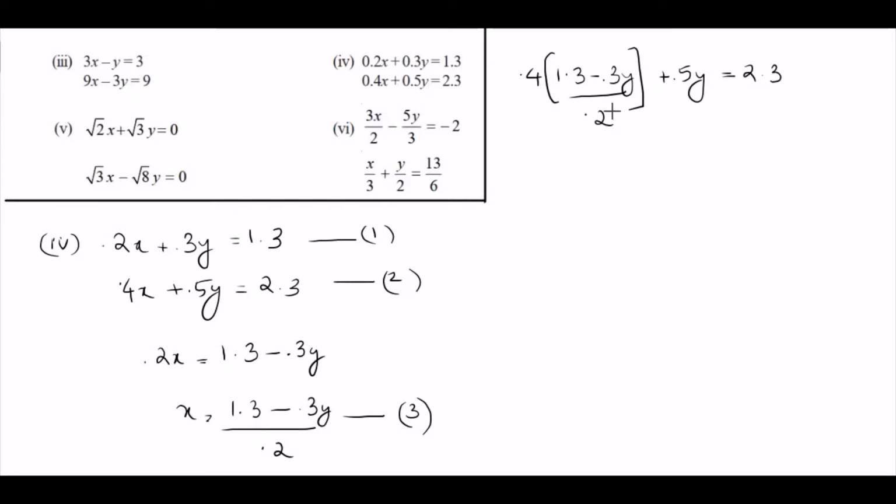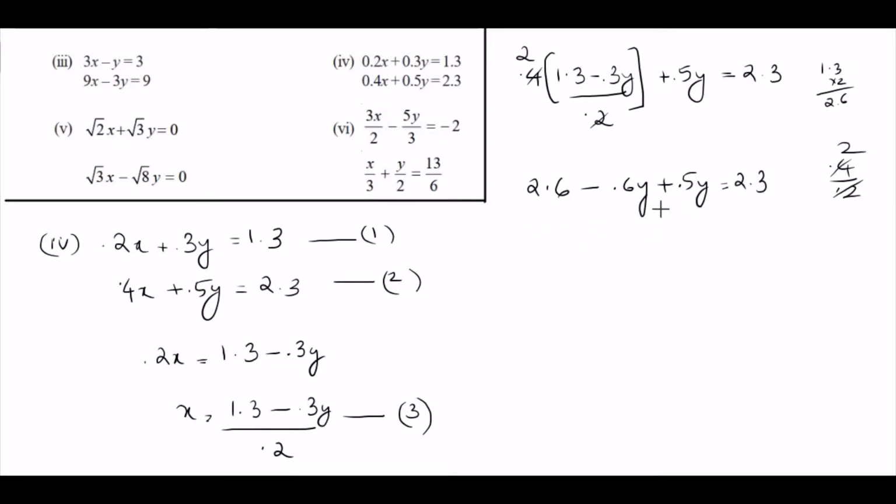So here 0.4 by 0.2 is 2. That is, when you multiply both of these by 10, you get 4 by 2, that is 2. So here you can write 2. So you get 2 into 1.3. 1.3 into 2 is 2.6. So 2.6 minus 0.6y (2 into 0.3 is 0.6y) plus 0.5y is equal to 2.3.